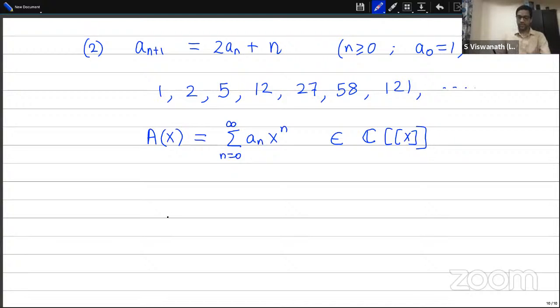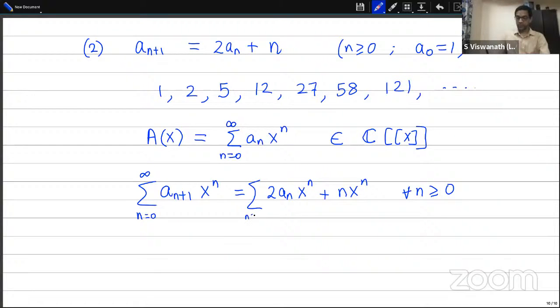So what does the given identity say? It says that a_{n+1} x^n is 2a_n x^n plus n x^n. This is true for all n greater than or equal to 0. So this is what I know because of the given recurrence. So I think of the power series, the sum from n equals 0 to infinity of a_{n+1} x^n, as the same as this formal power series plus this formal power series.